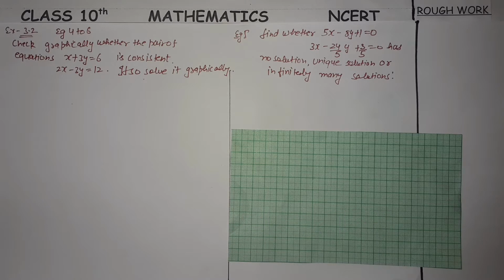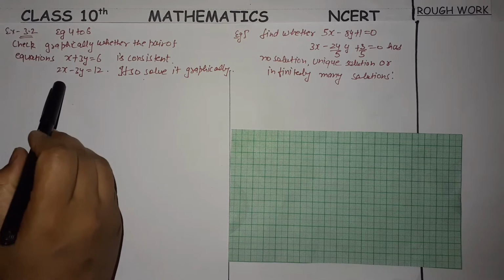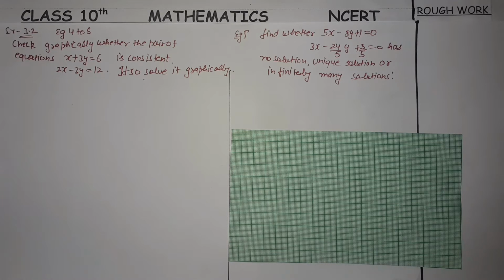Exercise 3.2, examples 4 to 6. The statement is on your screen. Check graphically whether the pair of equations is consistent. If so, solve it graphically.